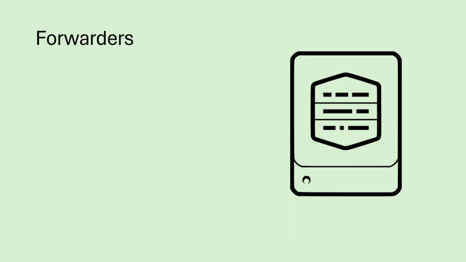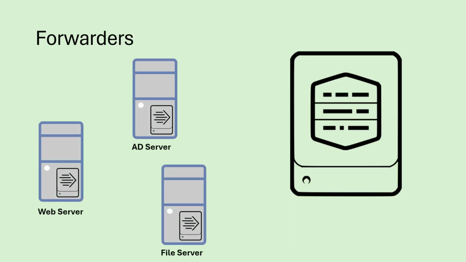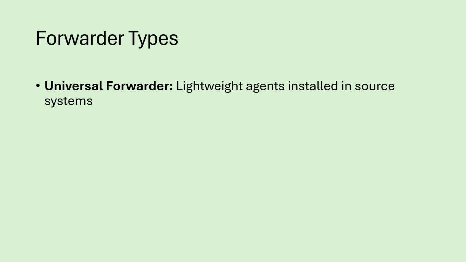Forwarders are Splunk's agents that collect data from various sources and send it to the indexers. There are two types of forwarders: universal forwarders and heavy forwarders. Universal forwarders are lightweight and efficient. They are best suited for collecting and forwarding data without any transformation or parsing.